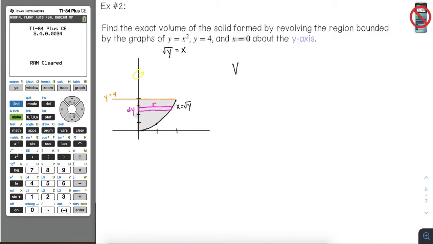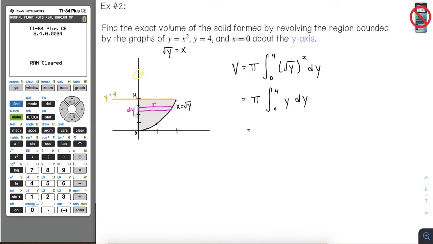So my volume is going to be pi. And now I'm doing a dy integral, so I'm going to use the y limits. So that's going to be 0 to 4, because I start down here at 0, we end up here at 4. My radius is the square root of y. So radius squared dy. So that's going to be pi integral from 0 to 4 of y dy.